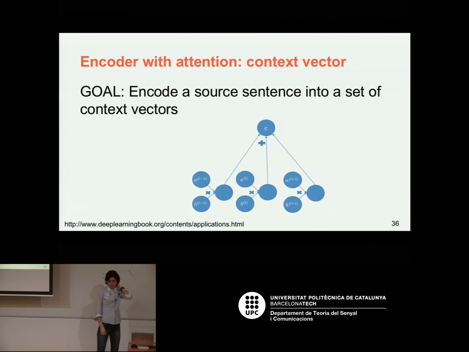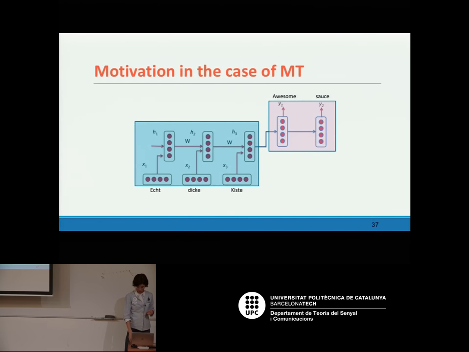How do we do that? Instead of encoding the source sentence into a single vector, we encode the source sentence into a set of context vectors. So instead of having one fixed representation, now we are going to have a matrix representation that, for each word that we are decoding, has a context vector. Depending on the word that I'm translating, I put emphasis on word one from the input, or on word three from the input, or whatever. So I have a set of context vectors. This is the idea behind attention in translation.